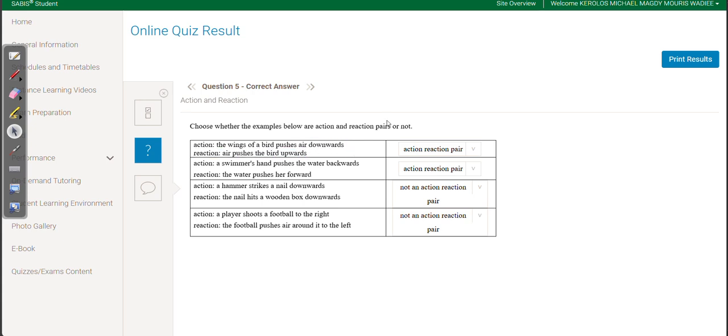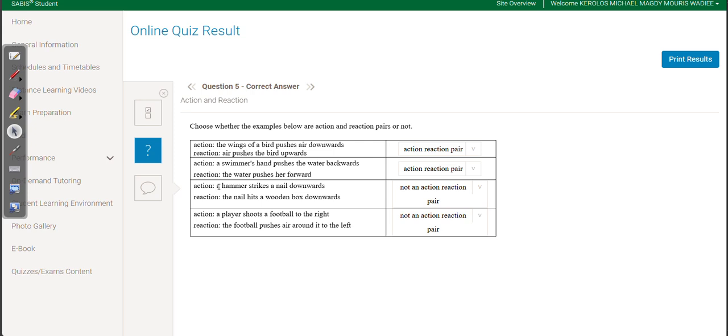This is correct. Action: a swimmer's hand pushes the water backwards, so we expect it's going to be from water to swimmer. As we said, swimmer to water, it's going to be water to swimmer. So the water pushes her hand forward, backwards, forward, they're opposite, so it's correct.